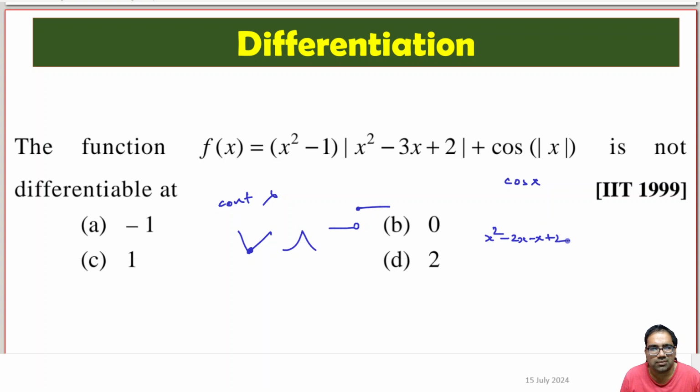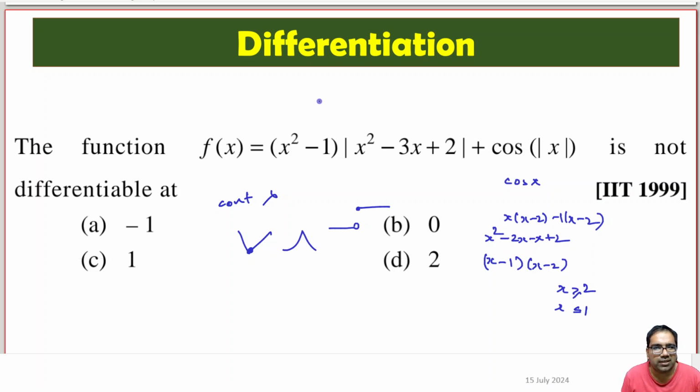2x minus x plus 2, which is nothing but x minus 1 into x minus 2. Right, this we can write as x into x minus 2 minus 1 into x minus 2. So we have two roots here. Basically, when x is greater than or equal to 2, or when x is less than or equal to 1, this is positive.